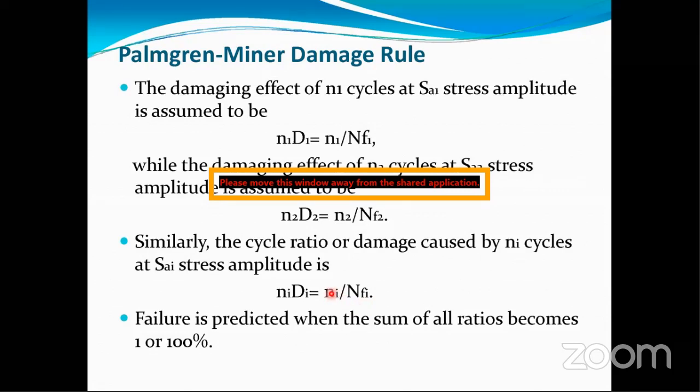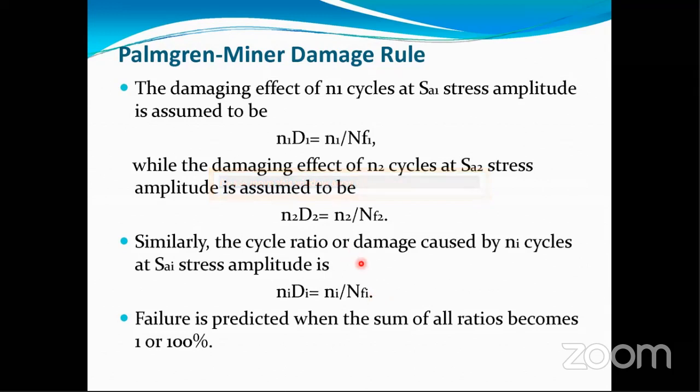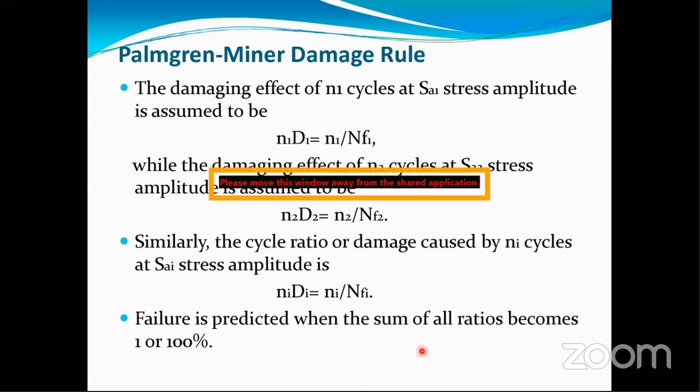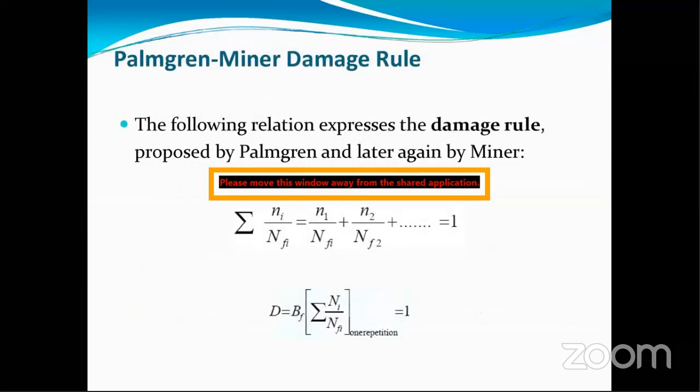Ni is the number of cycles of that particular stress amplitude. NFi is the total number of cycles required for failure of the component at that particular stress amplitude. So there should not be any confusion between Ni and NFi. When this damage is one, that is 100%, we can say the component has failed 100%. See, this is the total damage. We have to sum up everything and it should be equal to 1. So total damage is indirectly the number of cycles before failure.